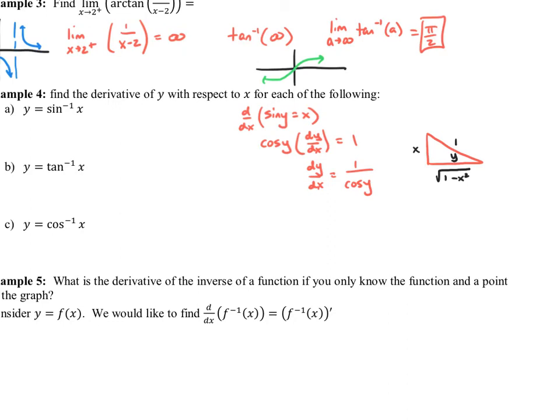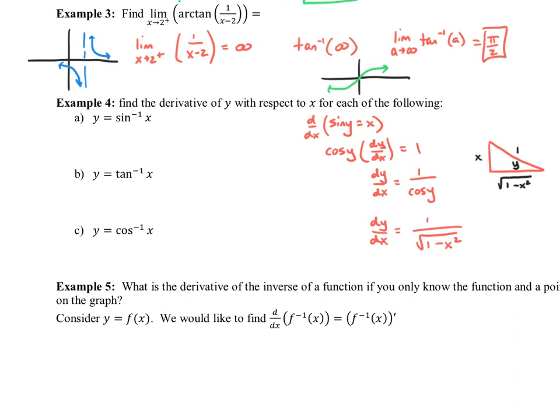So if we're to now substitute in order to get rid of that cosine of y, we're looking at this triangle that we just formed. Cosine of y is going to be the adjacent side divided by the hypotenuse, which is going to give us a derivative equal to 1 divided by the square root of 1 minus x squared. So if you remember back from AB calculus, that is the derivative that we have for inverse sine, and that's how it's developed. I hope that makes some sense.